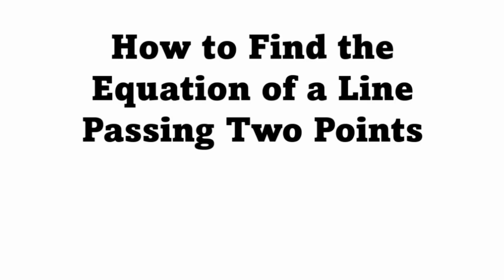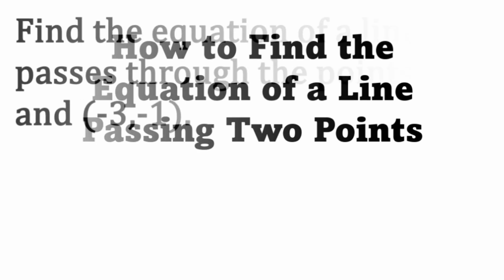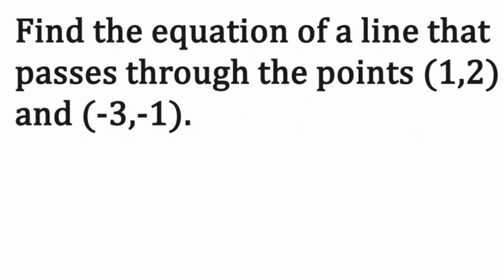Let's talk about how to find the equation of a line passing through 2 points. We have here an example. Find the equation of a line that passes through the points (1, 2) and (-3, -1). The traditional way is to find the slope first.